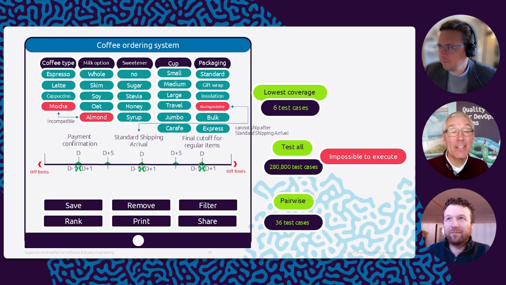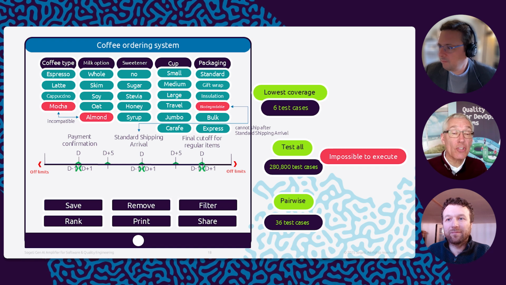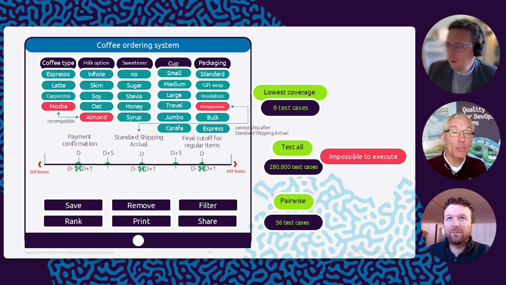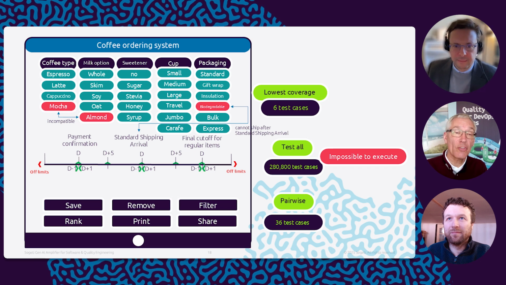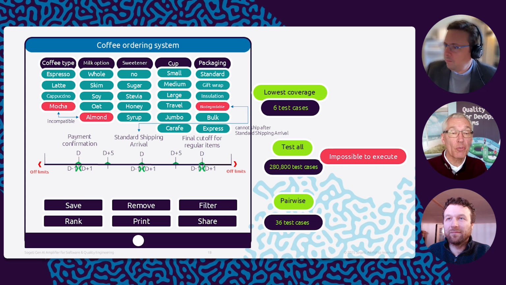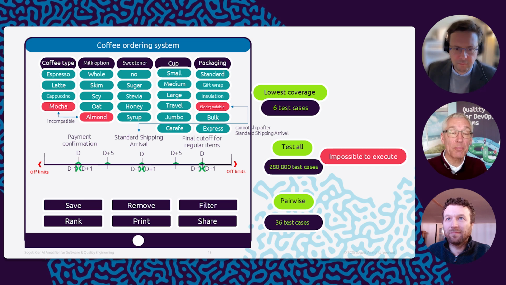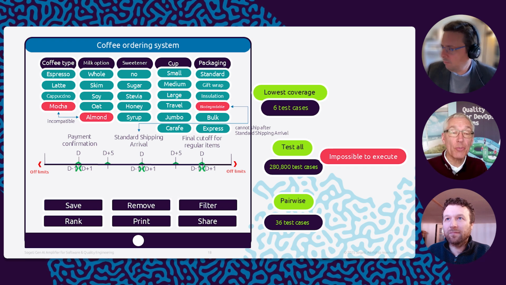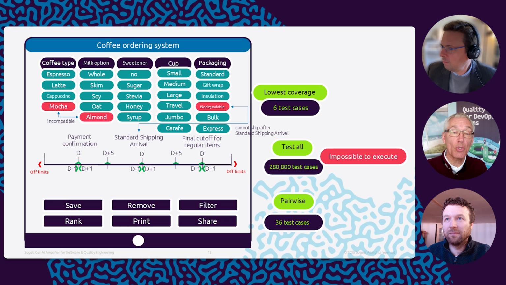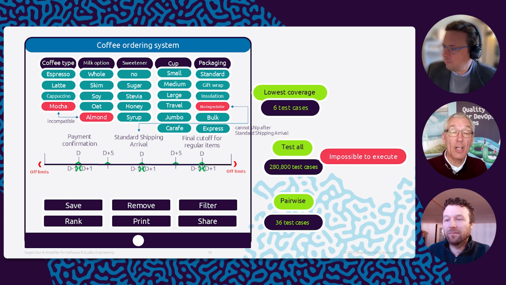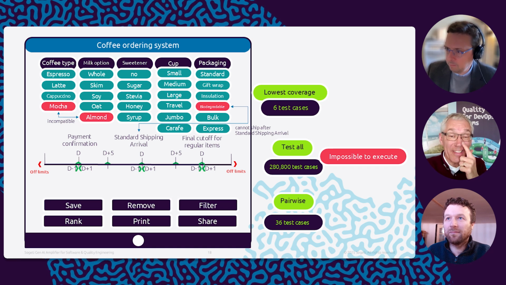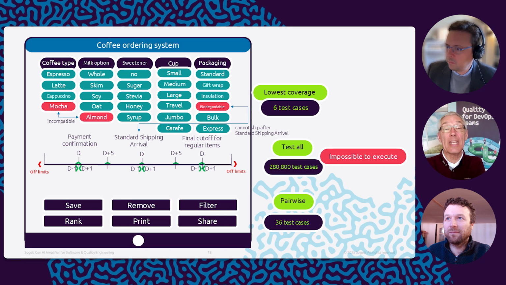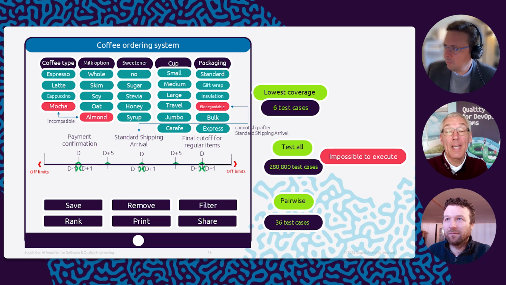Now, even in this relatively simple system, where we have 4 types of coffee, 5 types of milk, 5 types of sweeteners, 6 types of cups, 6 types of packaging, some dates that are possible. It doesn't look too complex, but if you calculate all possible combinations for all test cases, it comes up to 280,000. And then, of course, everybody understands that it is impossible to do so.